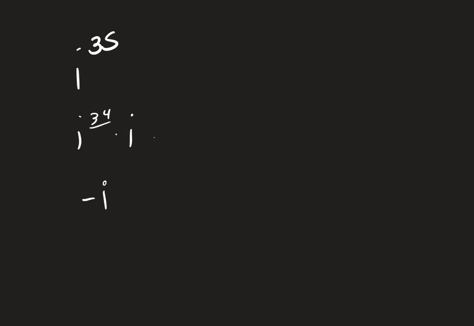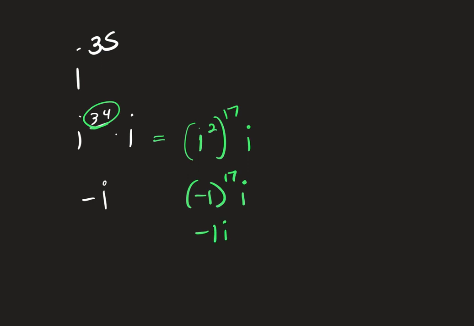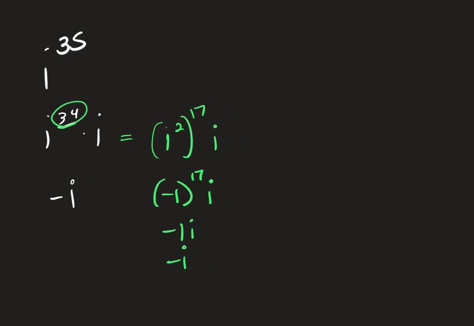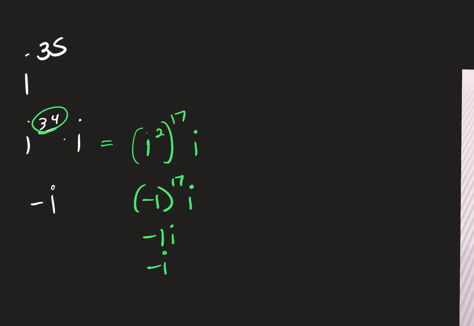The other way to do it is always separate it out if it's odd, but then I can rewrite 34 as a power of 2. So I can say i squared raised to the 17th times i. And what is i squared? Negative 1. And if negative 1 is raised to an odd power, what is it? Negative 1. So this would be negative i. So that's the other way to look at it. You don't have to remember the even odd rule, okay? You would just raise i squared to the power that would produce that product. And then every i squared is negative 1.